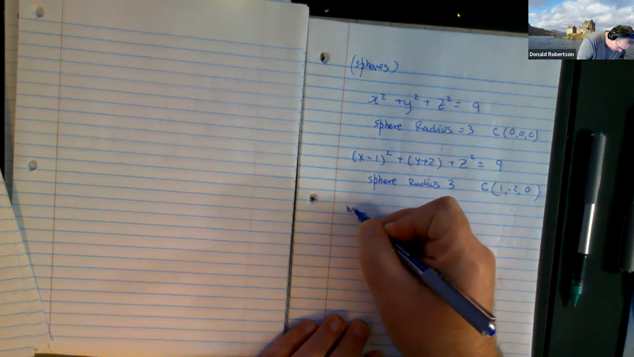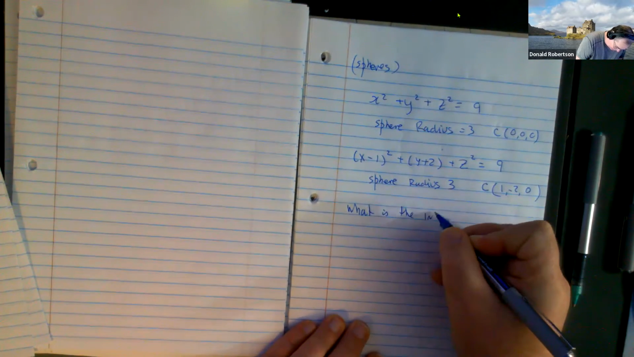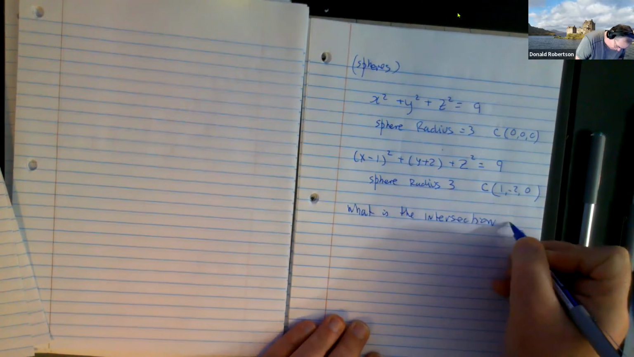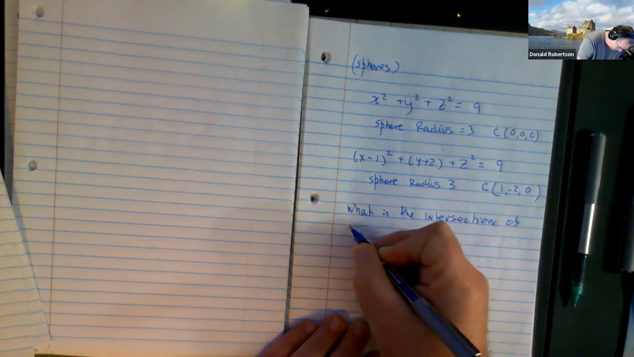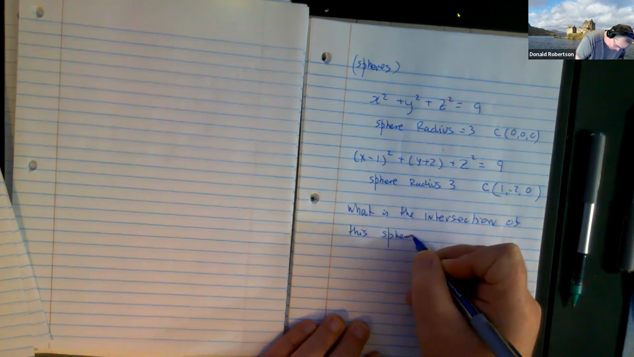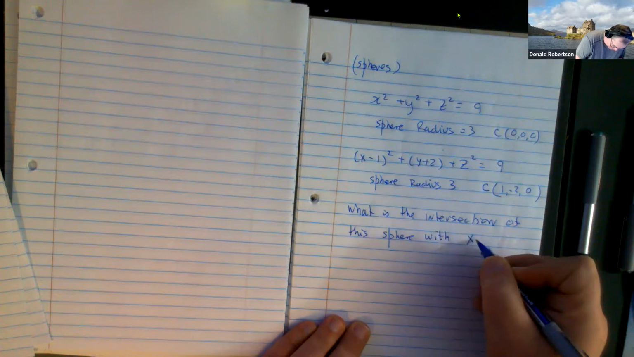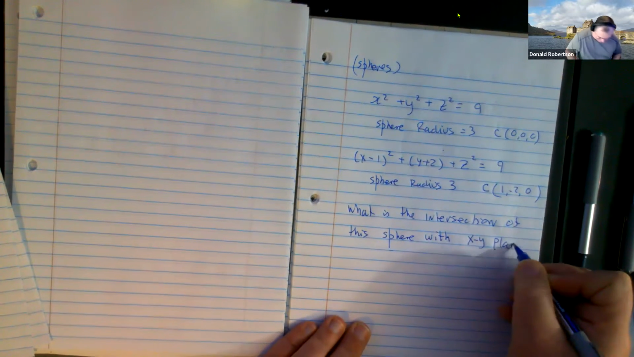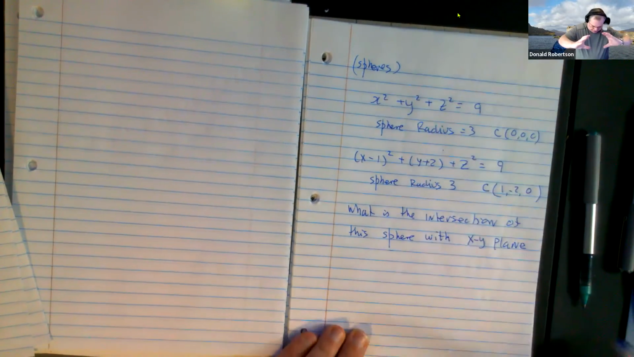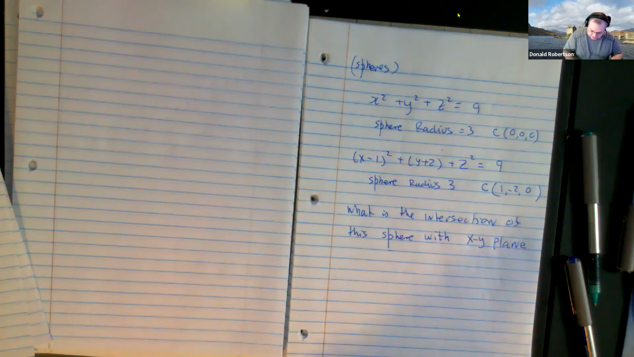What is the intersection of this sphere with, I don't know, let's say the XY plane. So can you imagine a sphere, which is this thing, and the XY plane is the floor. The intersection is how the two interact. Would you agree you'd get a circle, right?